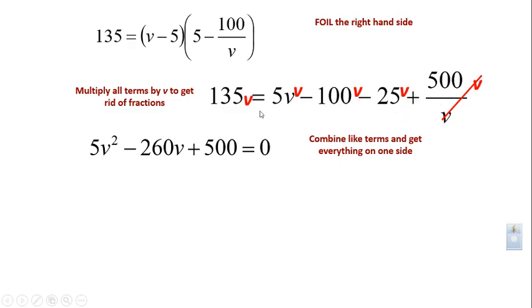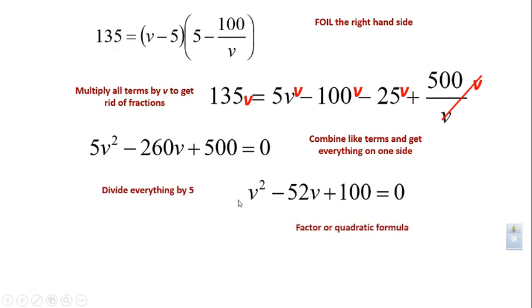I set everything equal to 0 by moving the 135v to the left side and combining it with the negative 125v. And then I will solve this equation. Everything is divisible by 5. I divide both sides by 5. And then I can just solve this by one of the quadratic methods that we learned before, which is quadratic formula, factoring with zero product property, or completing the square.